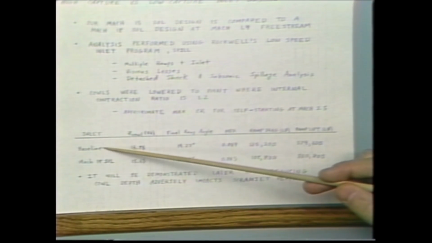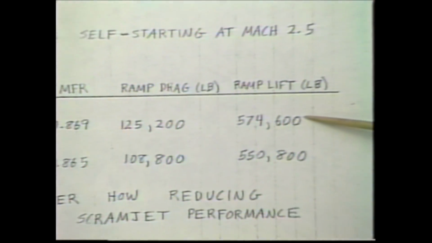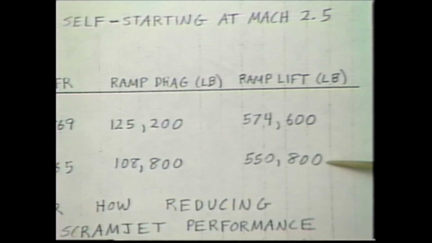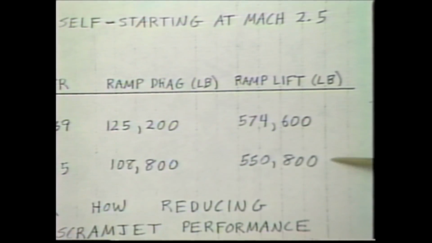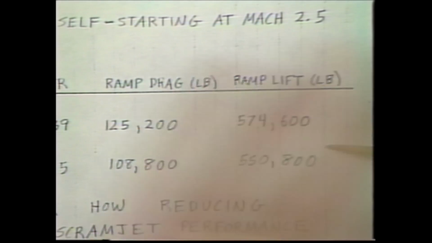Okay, so for the two designs, the baseline and the shock on lip at Mach 18, this shows you the difference in that ramp drag, 125,000 pounds compared to 108,000, and the ramp lift, that's 500,000 pounds versus 550,000. Now these are huge numbers. In fact, our plane doesn't weigh anything like this. What it tells you is that at transonic conditions, with that strong negative camber, you wouldn't want to fly at 0 alpha. You'd actually want to decrease the angle of attack to reduce the lift and make it fly in equilibrium. Later we'll show how, even though transonically this was a benefit, decreasing that cowl hurts you hypersonically.